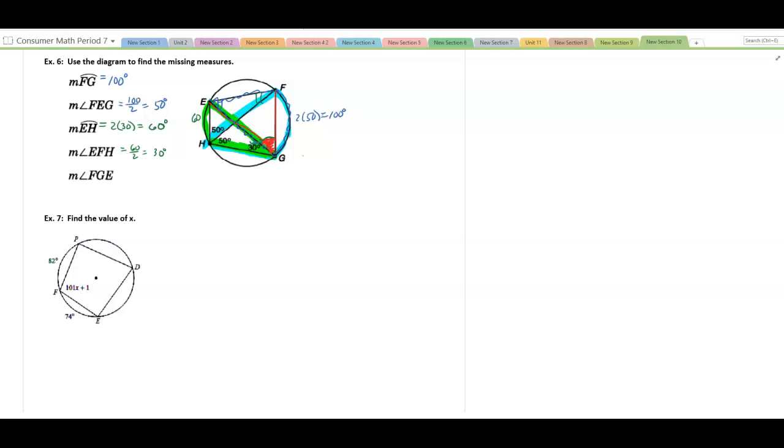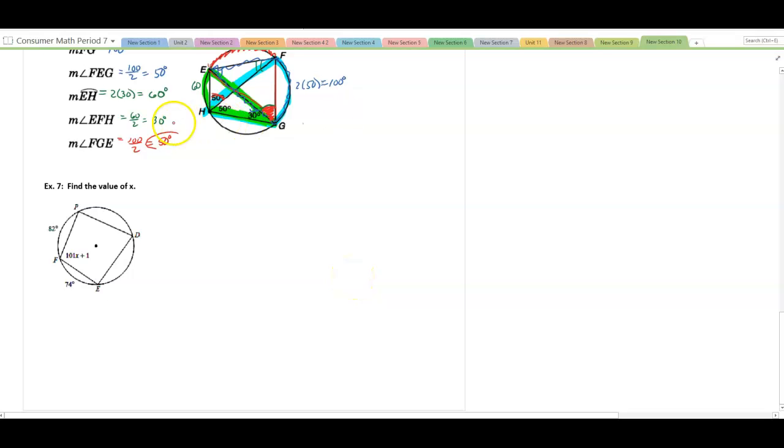So in order to find that angle, I need the measure of this arc. Well, right now I can't see it, but if I look, this angle here intercepts that arc. So this would be 2 times 50, which is 100. Remember, if that arc is 100, the angle is going to be half of that, which is 50 degrees.